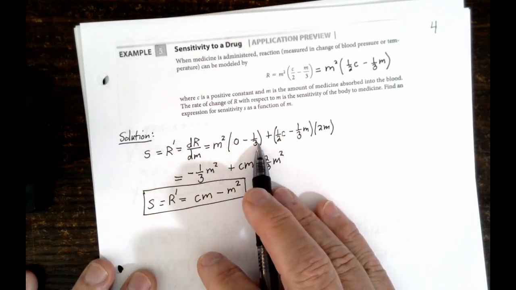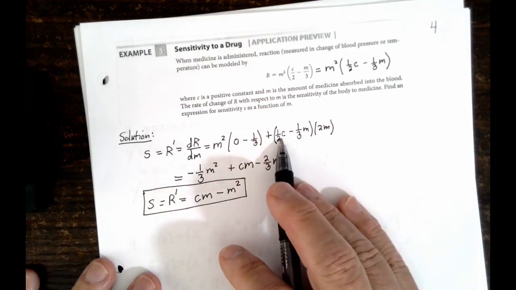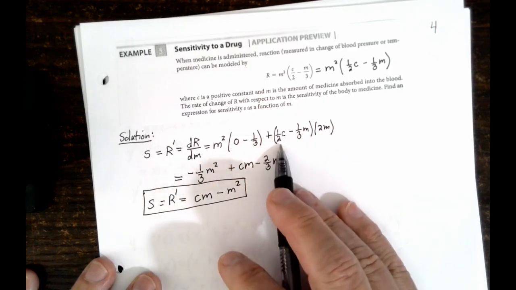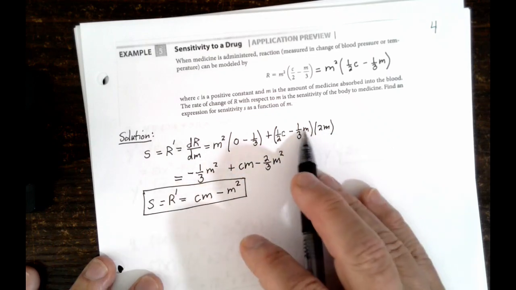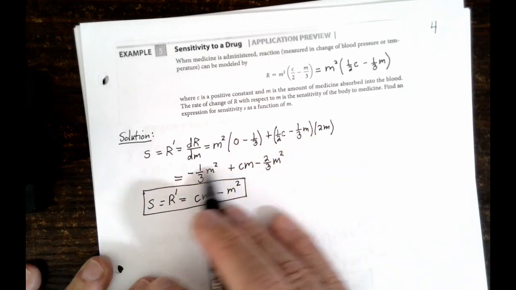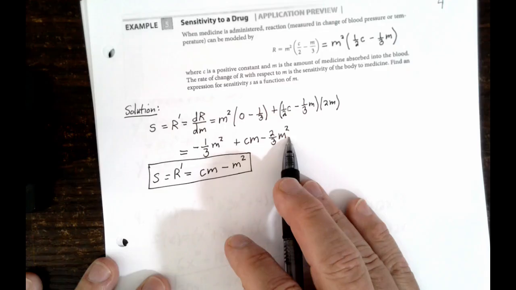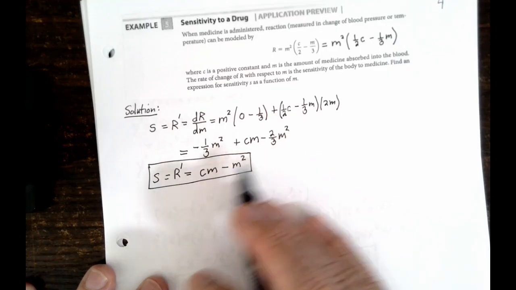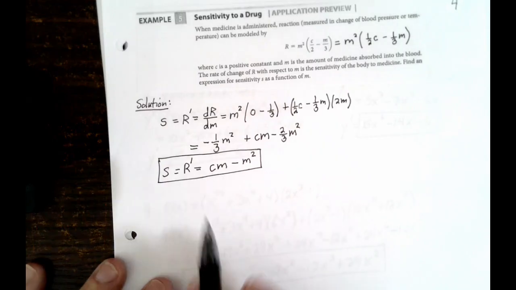Now when you multiply M squared times 0, you get nothing. M squared times minus 1/3 is minus 1/3 M squared. 1/2 C times 2M: 1/2 times 2 is just 1, and C times M is CM. 1/3 times 2 is 2/3, and M times M is M squared. So here's your function, but you've got some M squared terms you can combine. Minus 1/3 and minus 2/3 gives you minus 1 of the M squareds, and you still have the CM as well.